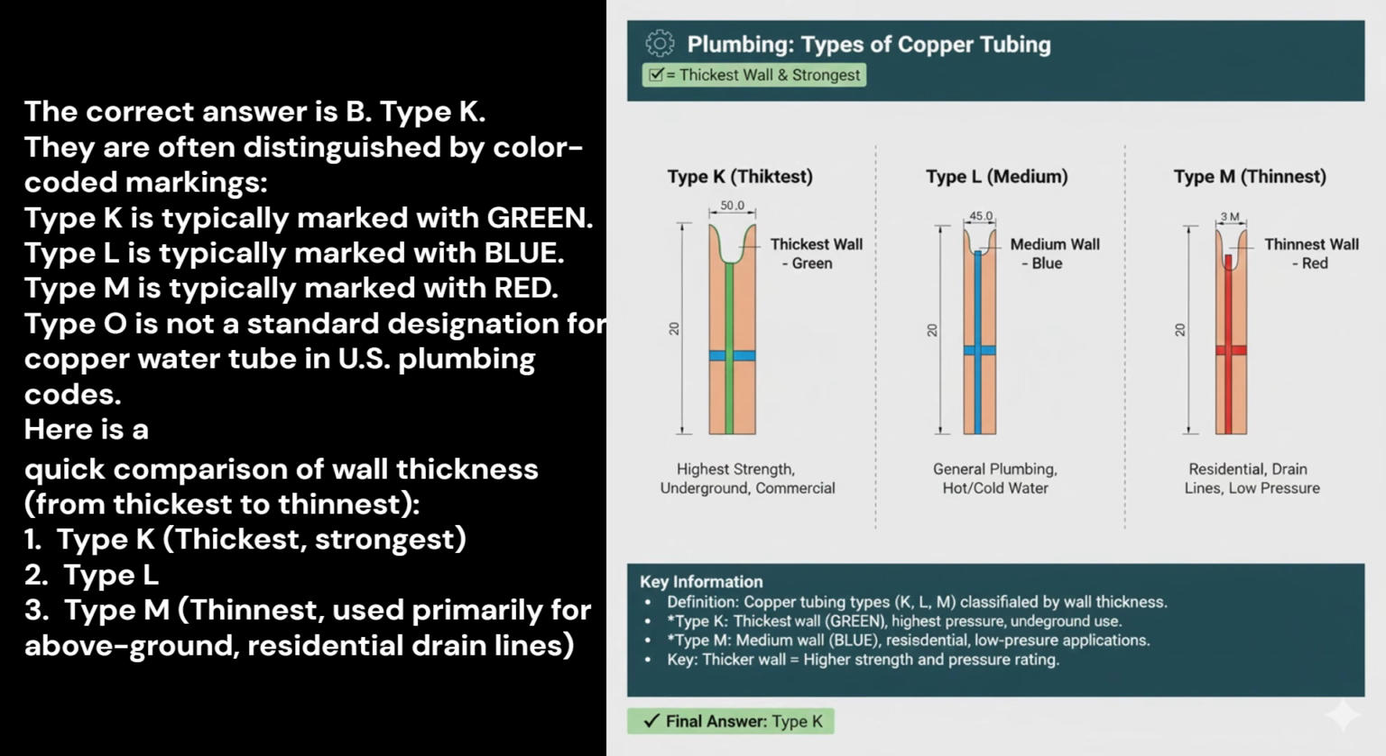Type O is not a standard designation for copper water tube in U.S. plumbing codes. Here is a quick comparison of wall thickness, from thickest to thinnest. 1. Type K, thickest, strongest. 2. Type L. 3. Type M, thinnest, used primarily for above-ground, residential drain lines.